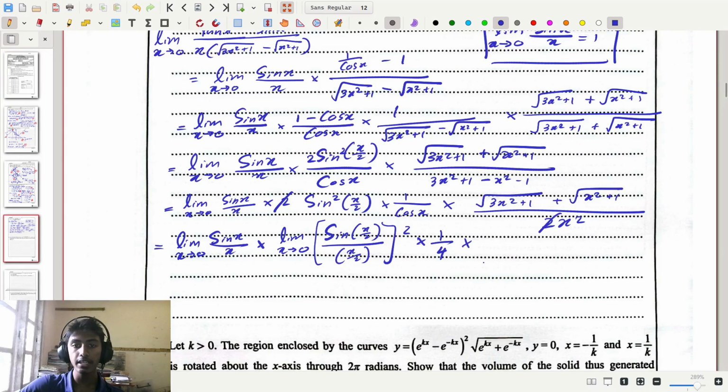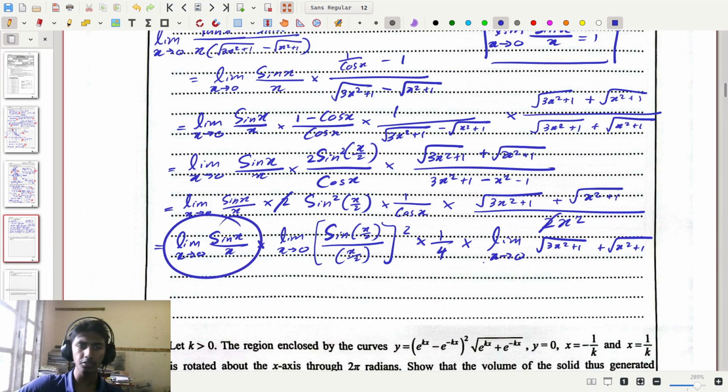And then finally, we can see we have a last limit here, which is going to be the limit as x approaches 0 of the square root of 3x squared plus 1 plus the square root of x squared plus 1. So now we can see we have a bunch of different limits that we have to solve. But each of those limits are actually simple to solve.